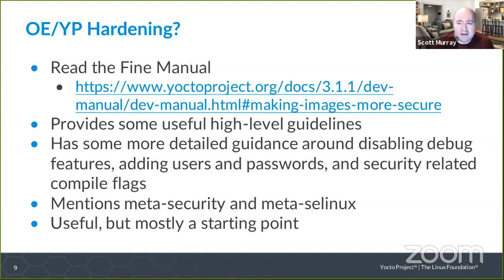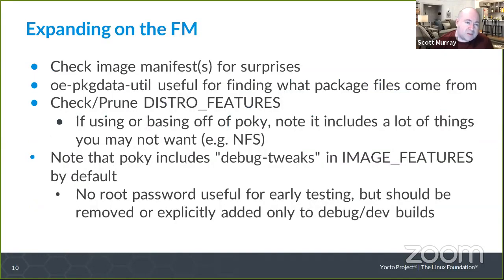You're not going to build a secure system necessarily with just what's in that section of the manual. So expanding on what's there, with things that I'm aware of to do with just the base Yocto system, you definitely address some of the issues with having too much in your image that increases your attack surface. Check your image manifests, looking for things that you don't expect to be there, and then go back and figure out how to remove them from your images.